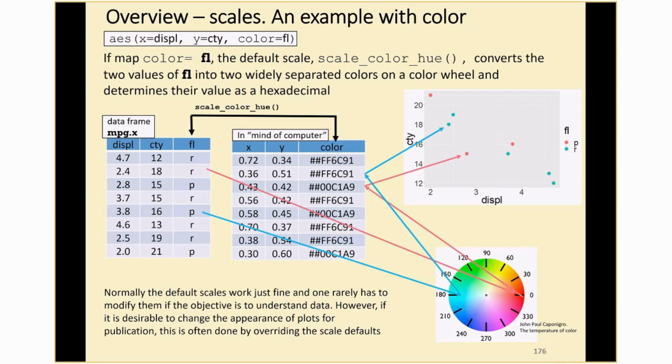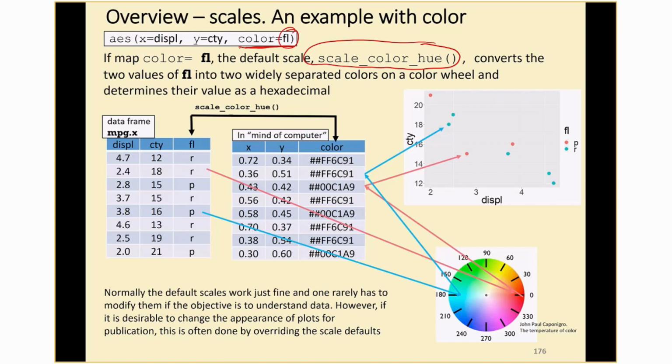How about this mapping of color onto fuel? Well, again, the scale is the function that's going to bring about the aesthetic mapping, and the scale that's involved in this case is going to be scale color hue, which is the scale that's used when color is mapped onto a discrete variable such as fuel. So if we think about our data frame, we've got this variable fuel, and it's got these two levels. It's got an R and it's got a P.